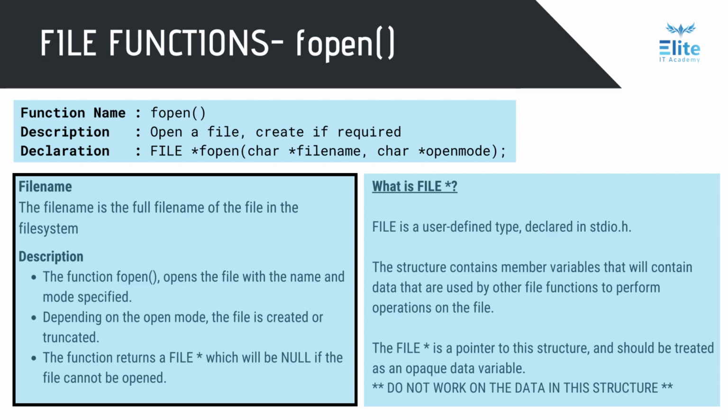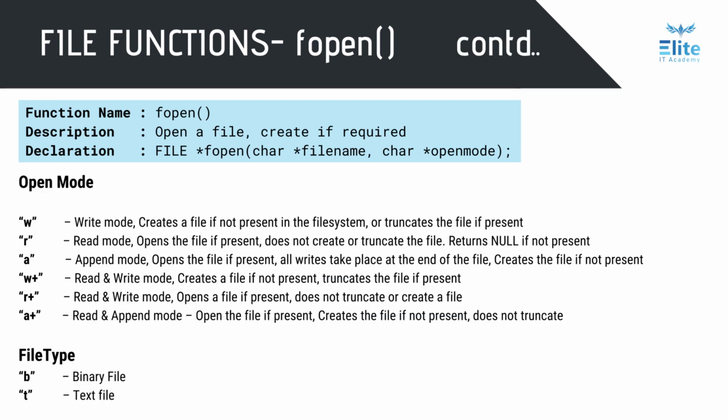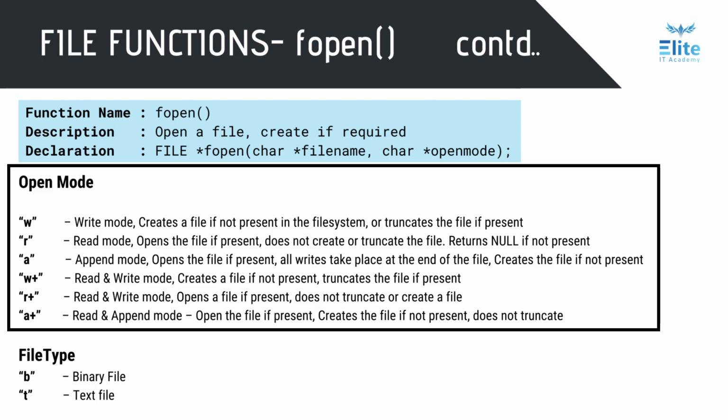The file name should include the drive specifier, the full path name, the file name, and the file's extension. If any of these are not provided, then the default drive, the current path, and no extension is assumed. The second argument to fopen is the open mode. The open mode consists of the following options.